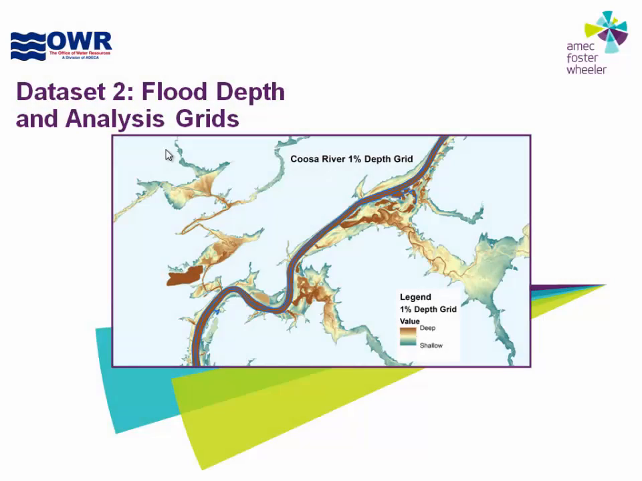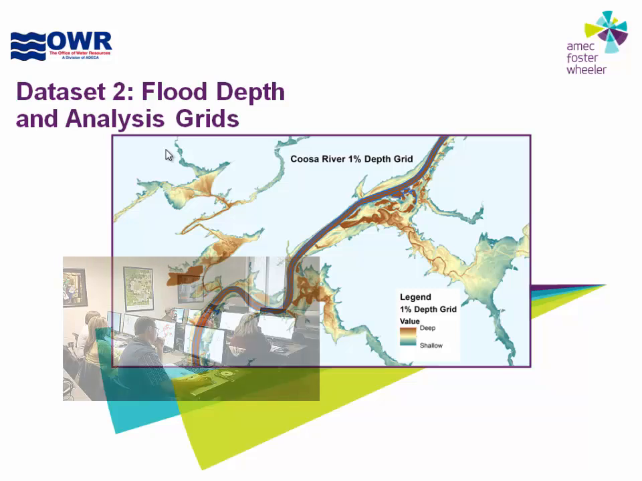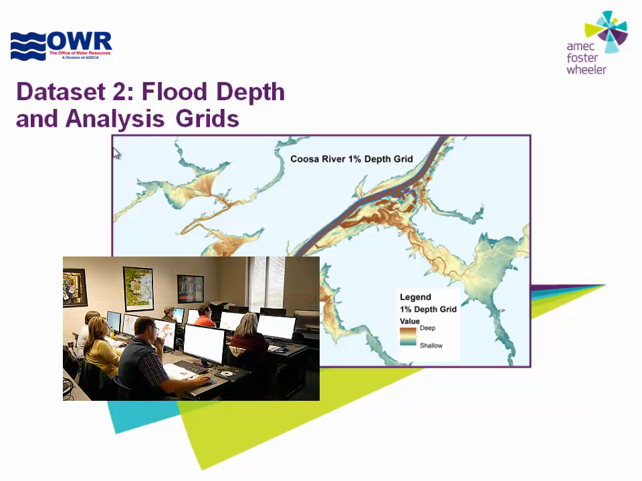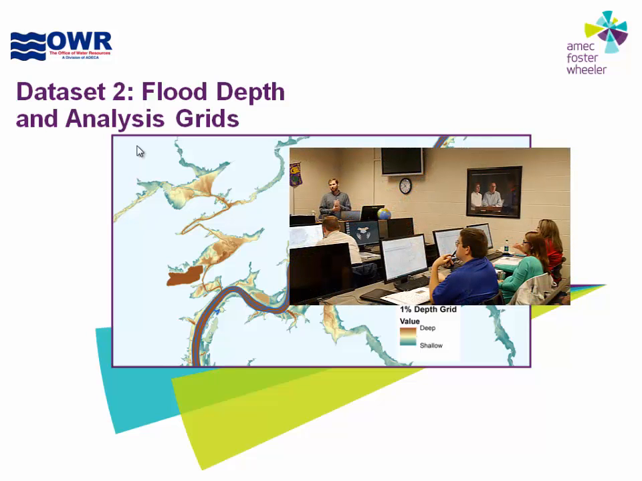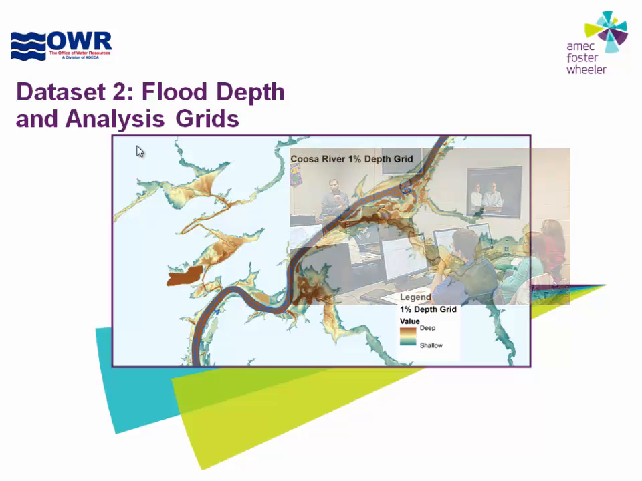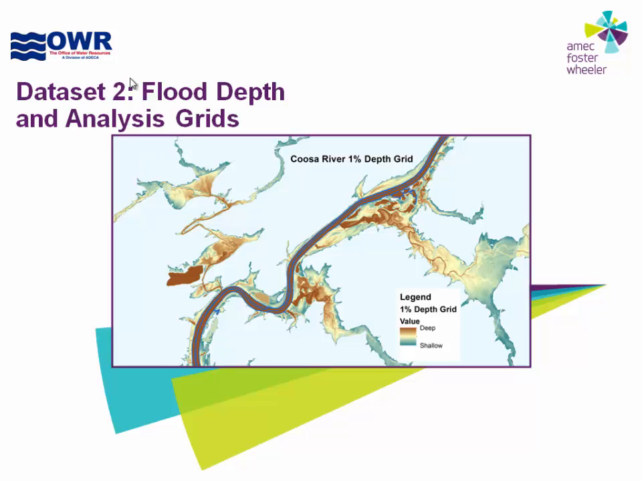In our second data set here, we're going to talk about the flood depth and analysis grids. This once again is kind of coming away from the in or out philosophy that Matt Mod had, and going into giving real analysis, not just am I in or out, but how bad it is if you are in. And here's an example with the Coosa River at the 1% flood interval.